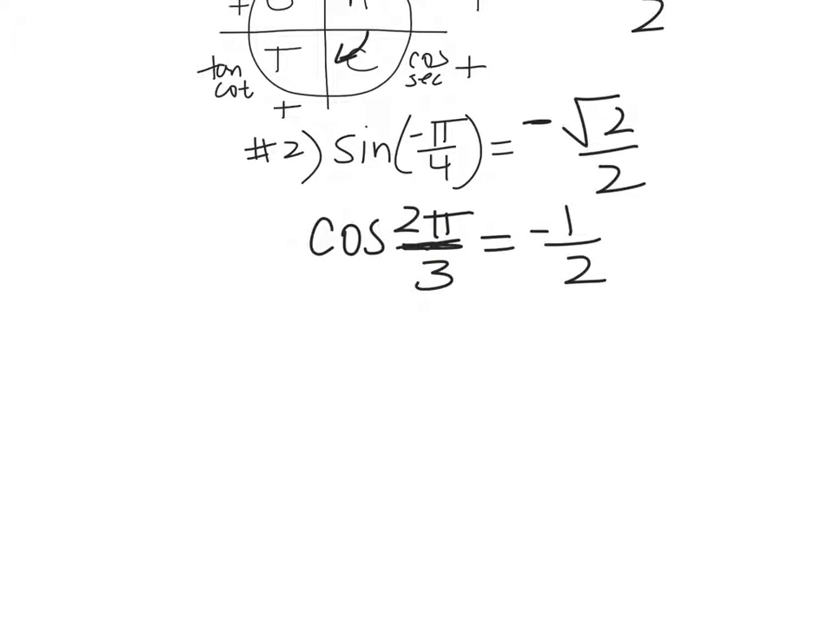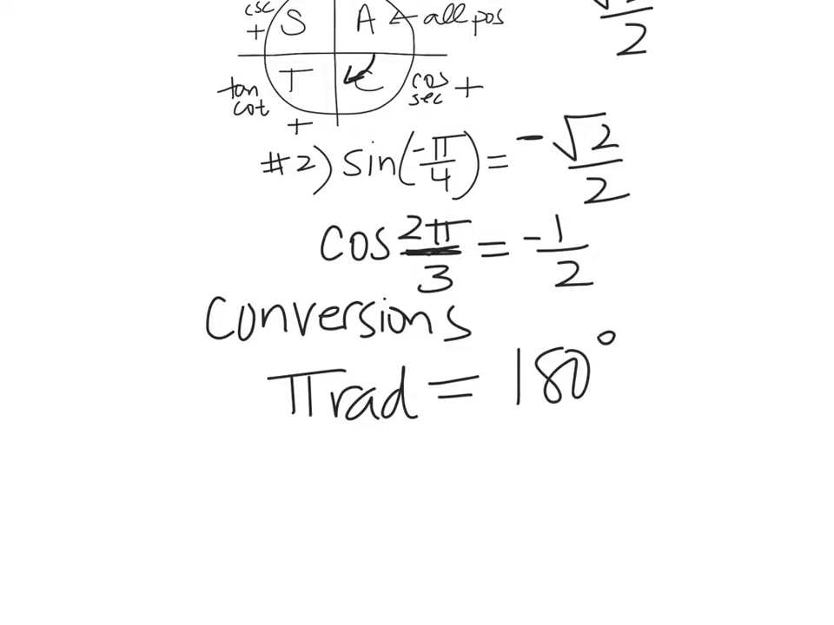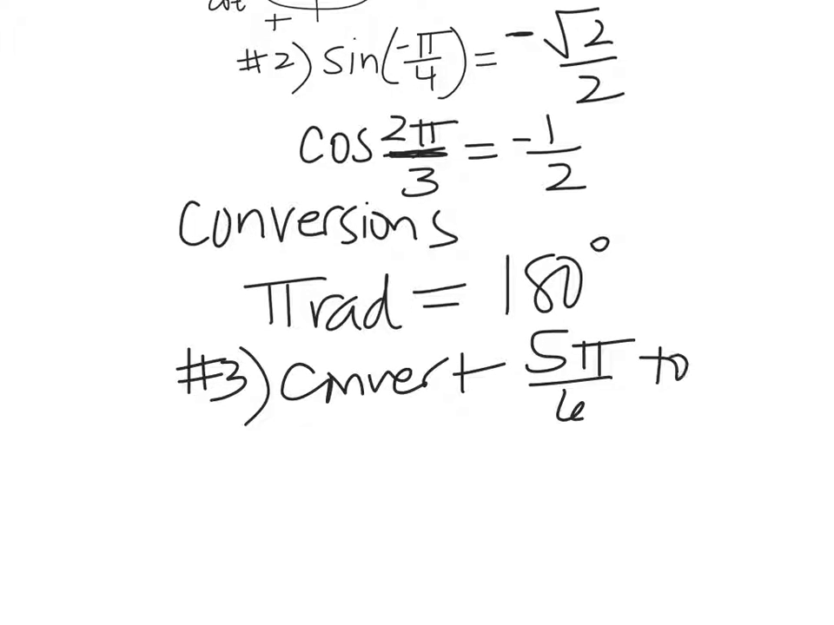Alrighty. How about conversions? This is still in part A. So your conversion factor is that pi radians is equal to how many degrees? 180 degrees. Perfect. And that's your conversion factor. So if you ever want to figure out something like number 3, convert 5 pi over 6 to degrees.